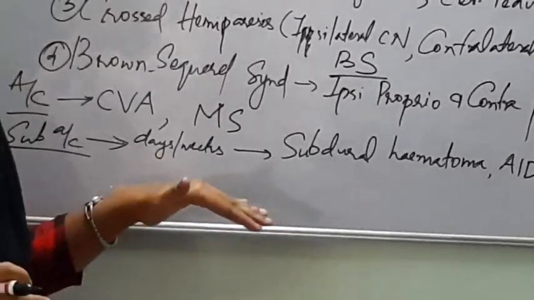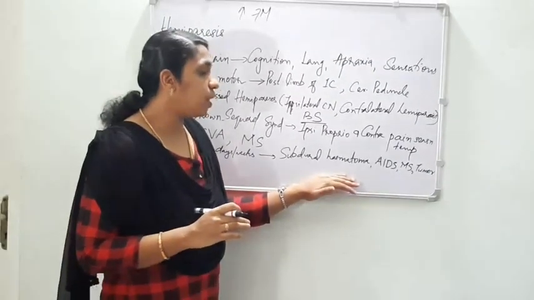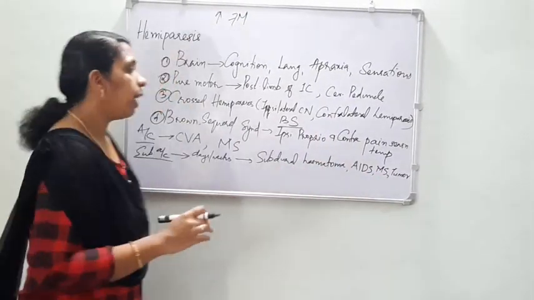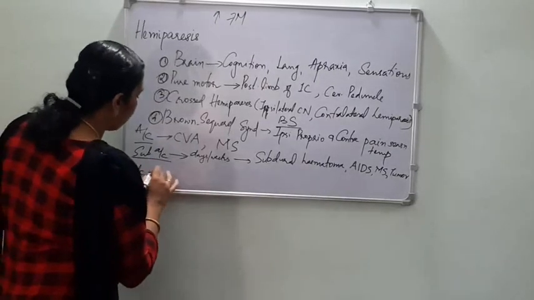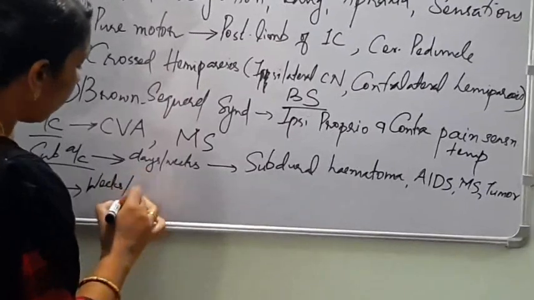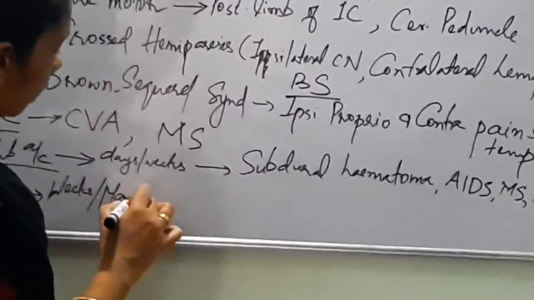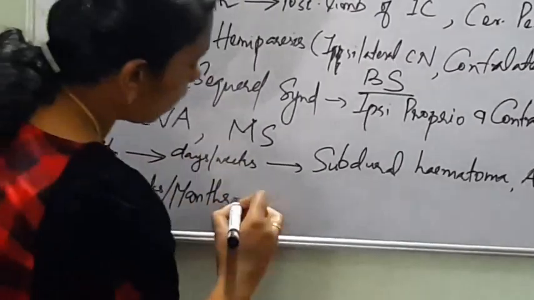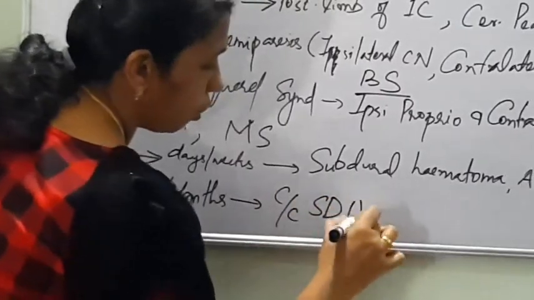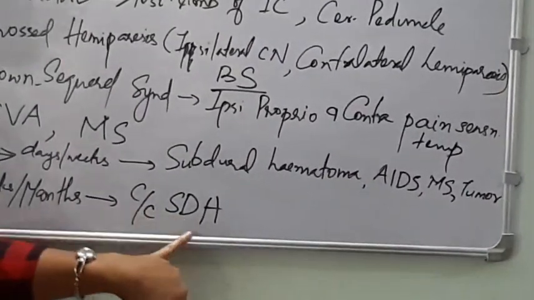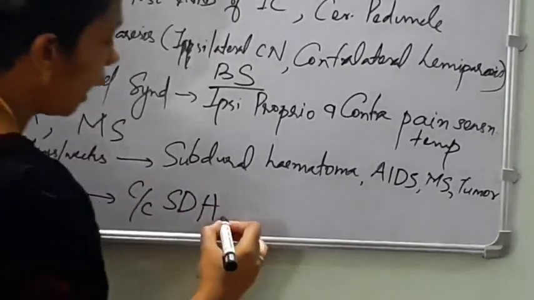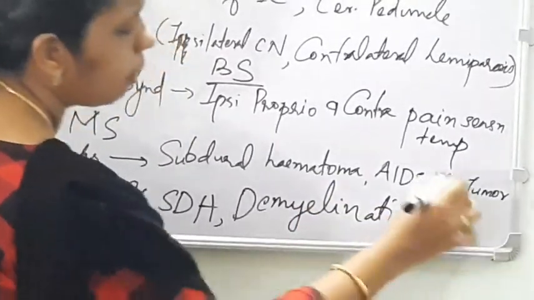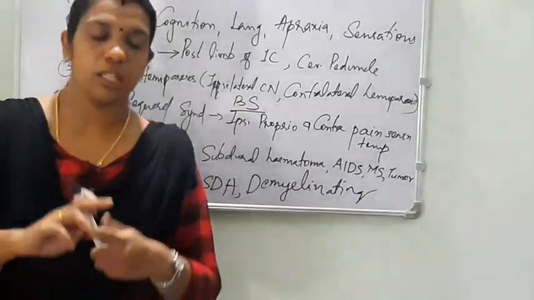Subacute means it is evolving over days or weeks, and it is usually seen in subdural hematoma or infectious diseases like AIDS, and also multiple sclerosis and tumor. Then if the hemiparesis is chronic, that is evolving over weeks or months, not years, the most important cause is chronic subdural hematoma, and also demyelinating and degenerating diseases, multiple sclerosis-like conditions, demyelinating and degenerating diseases of the nervous system.